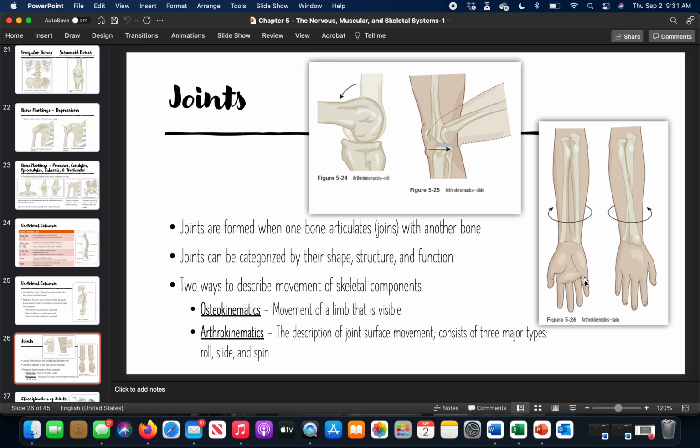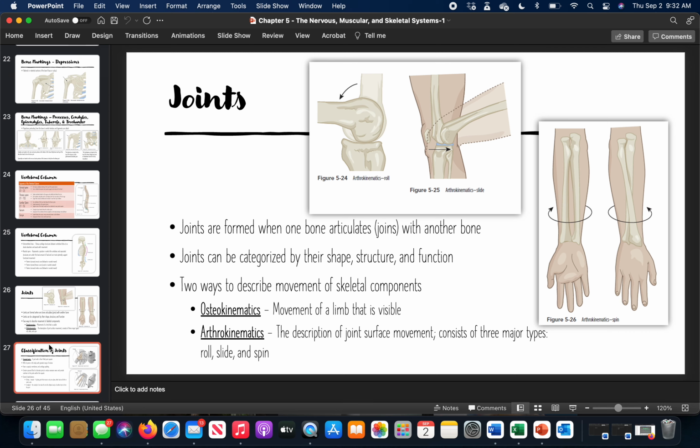And then lastly, you have spin or rotation. Think about going from a palms up position, which we call supination, to a palm down position, which we would call pronation. You can see that there is a spin and also a rotation of the thumb side radius crossing over the pinky side ulna. So those roll, slide, and spin are very important. Those are your arthrokinematics, whereas osteokinematics are, if you see the joint move, that's osteokinematics.